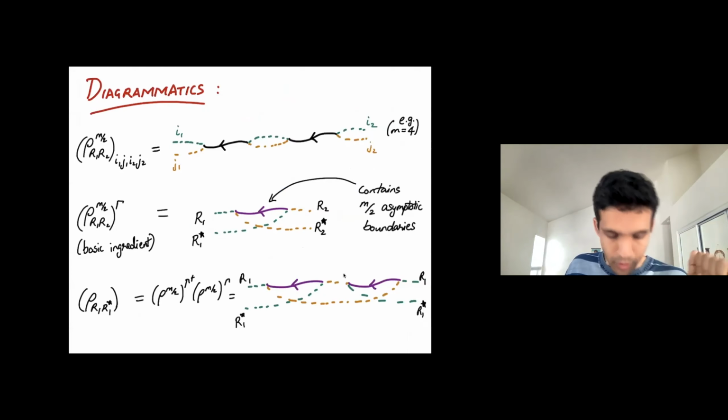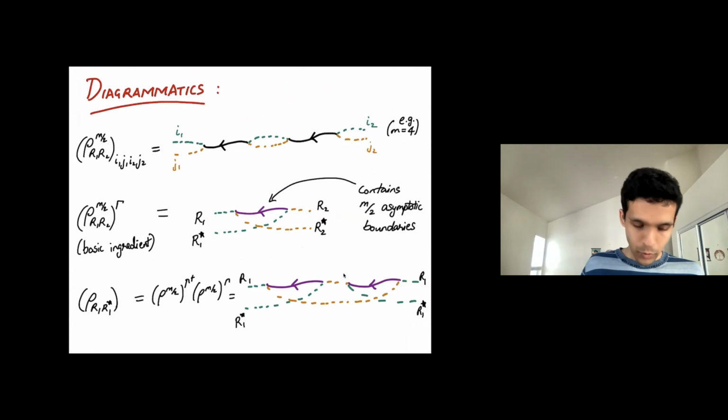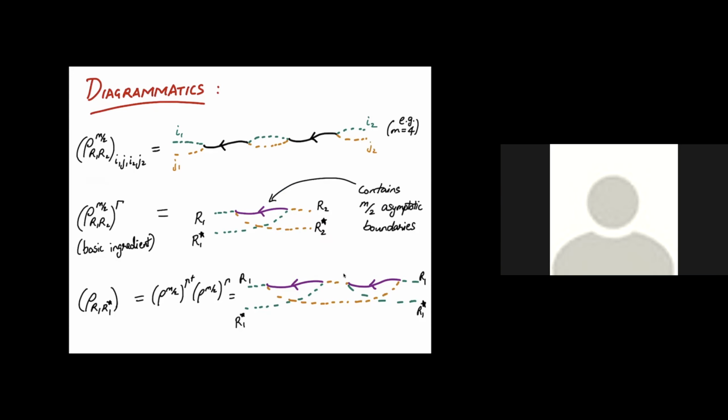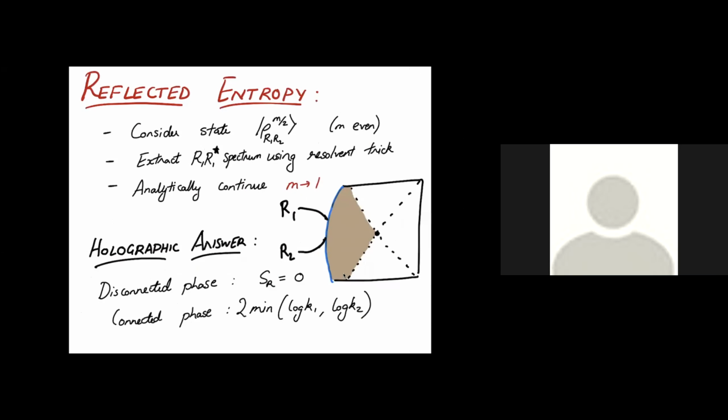Okay, good. So let's just go through the diagrammatics quickly. First, we want to consider the state rho to the m over 2. This is done in... I apologize. Sorry, do you mind? I think it was a little bit too quick for me.